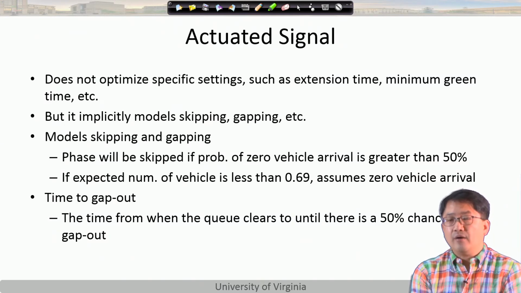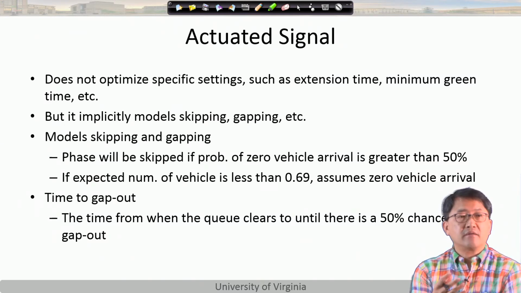Or gapping out. So gapping is that I'm going to give a green time for this phase. After minimum green time, if not many cars are coming in, I'm going to stop the green and go to the next phase. So this will be modeled.